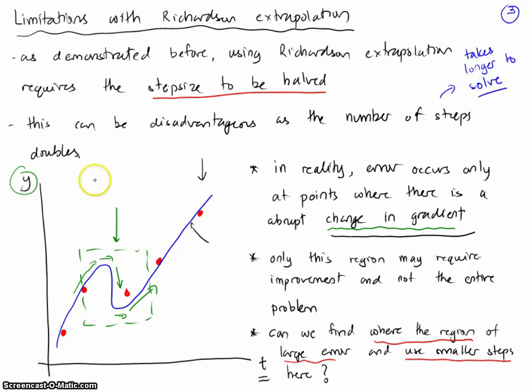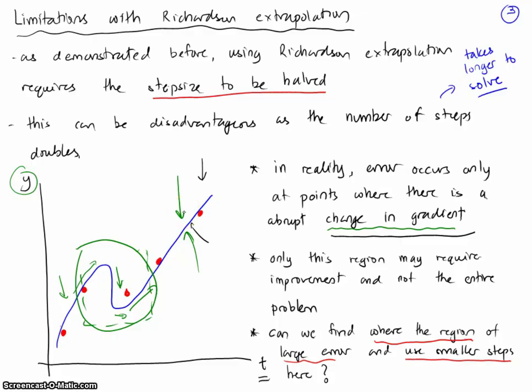However, if you set your step size to be very, very small to capture this region, but the rest of the region does not require such a step size, then it becomes very inefficient with regard to your numerical code. So our question now is, are we able to find the region where the gradient changes very highly so that we can apply a smaller step size in this region over here and a larger step size in this region? That is the question that we want to try to solve in this particular lecture.